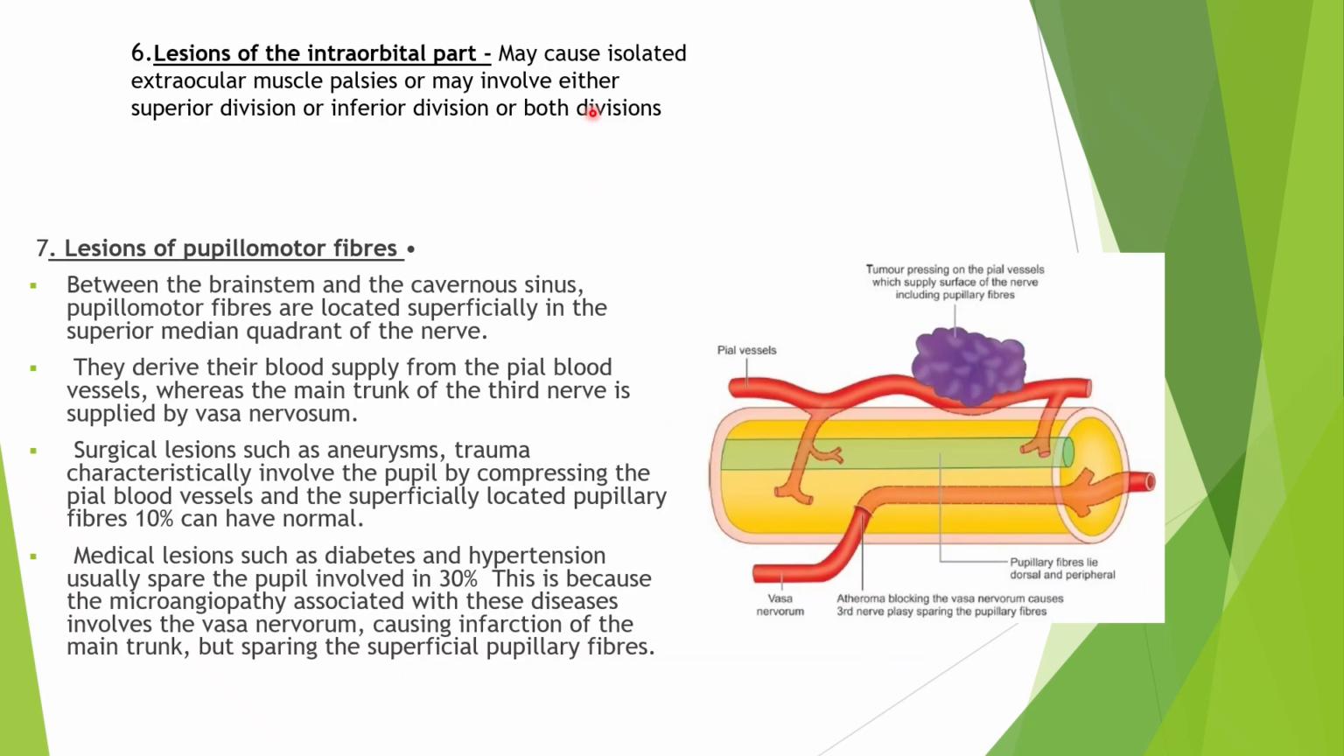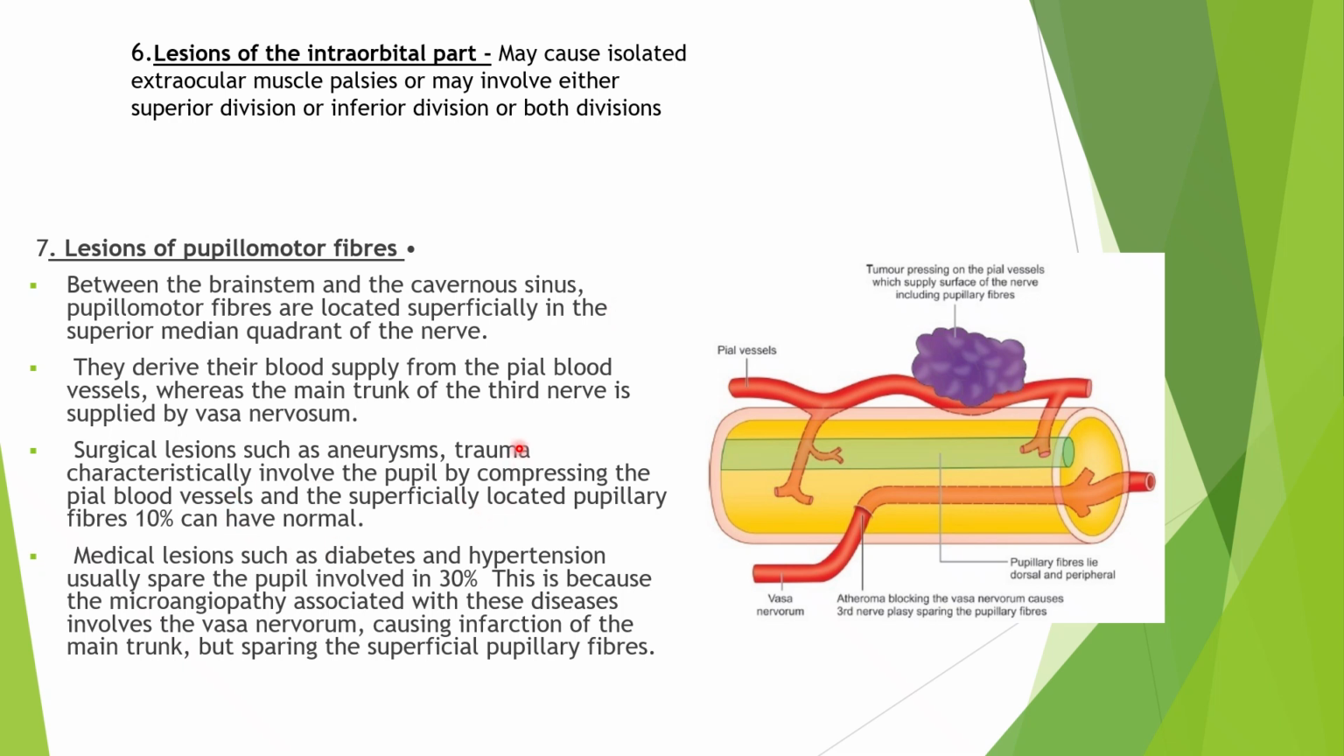So, in the intraorbital part, it divides into the superior and inferior divisions. So, that may cause a segmental involvement. Now, the lesions of the pupillomotor fibers. Between the brainstem and the cavernous sinus, pupillomotor fibers are located superficially in the superior medial quadrant of the nerve. They derive their blood supply from the pial blood vessels.